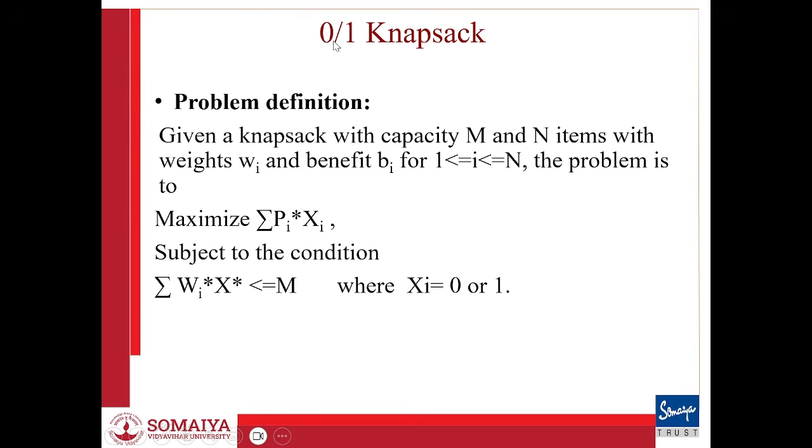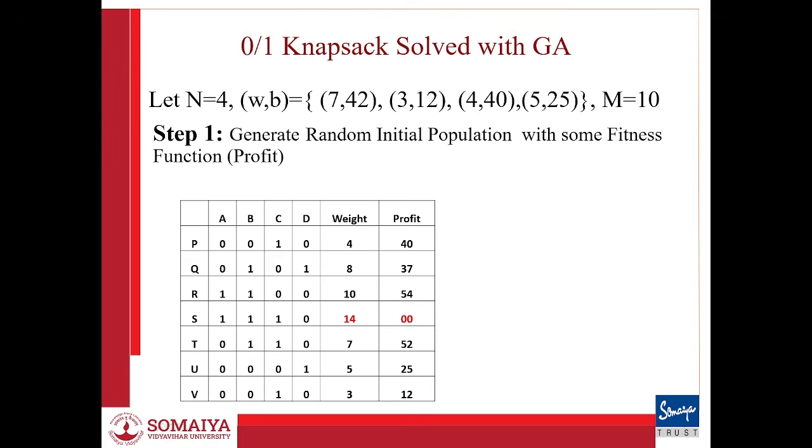So to define the 0-1 knapsack, we write it as given a knapsack with a capacity M and n items with weight vector and benefit vector, then the problem is to maximize summation of pi xi subject to the condition that summation of weights and xi's is less than or equal to M, wherein xi is 0 or 1, indicating the element is in or element is not in. So let us consider a problem instance wherein n is equal to 4, the capacity of knapsack is 10, the weight and benefit of all 4 elements are defined over here.